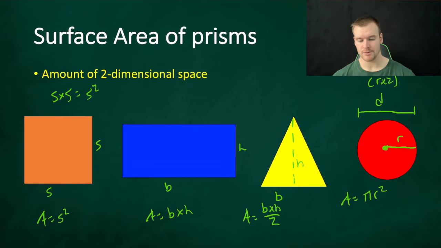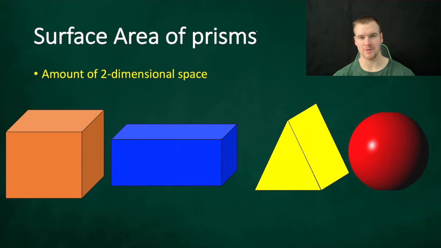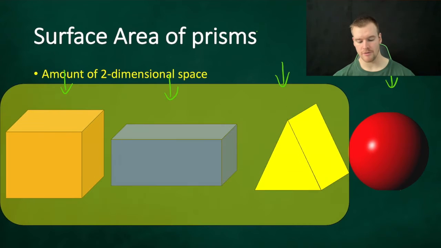And now we're going to look at prisms, so three-dimensional objects, and look at their total two-dimensional surfaces and how that adds up to their surface area. So if we take all these objects, we're going to look at the three-dimensional versions of all of these. And it's going to be their prisms. So this is a square prism, which is also called a cube. This is a rectangular prism, and this is a triangular prism. This is a sphere, but today we're going to be focusing on these three and how to calculate the surface area of those.